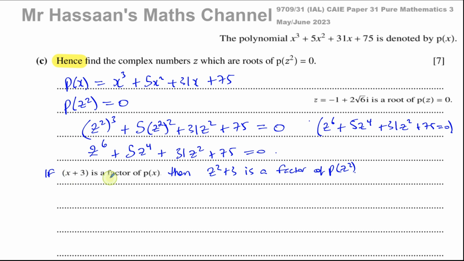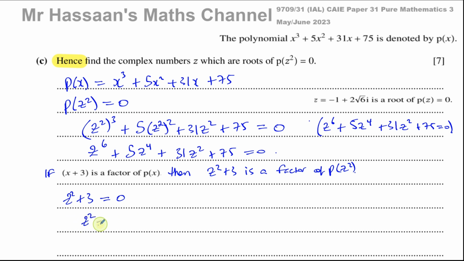I've just replaced the x with z squared. If this is true, then this is true. That's using this information that we found in the earlier question. That's where the hence comes in. So that means if z squared plus 3 is a factor of p(z squared), then we can say that z squared plus 3 equals 0 will give us roots.